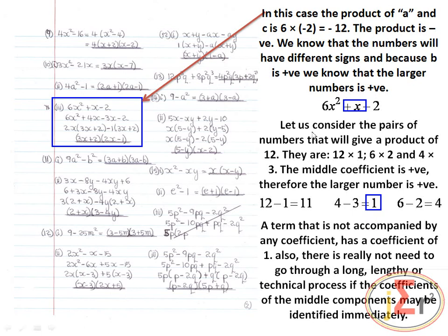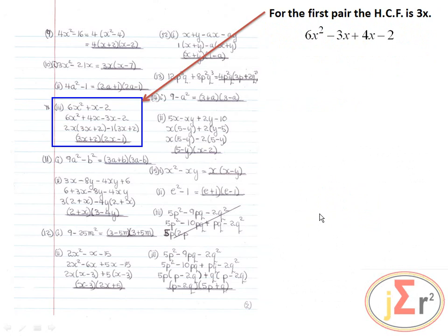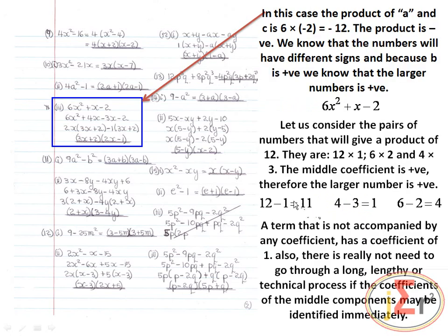So, although there is no 1 here, we are sure that the coefficient is 1, because when we do not see a term accompanied by any coefficient, the coefficient is 1 by default. So we are sure that the two numbers that give the answer are 4 and negative 3, and they will be the two component coefficients of the single middle term that we have right here.